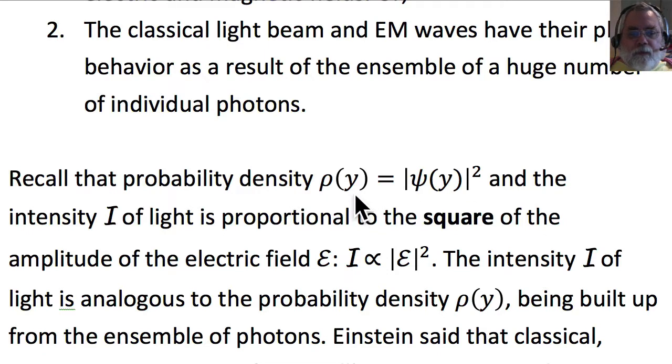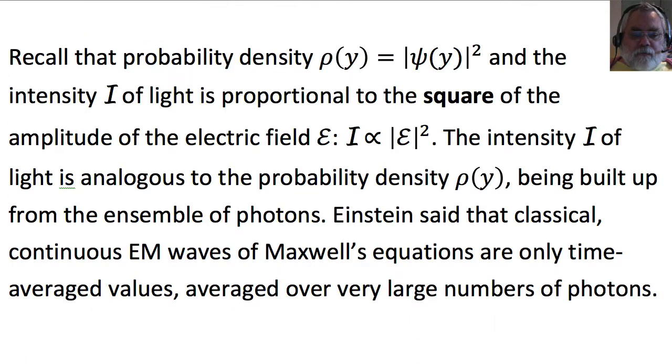Recall that probability density rho was the square of the magnitude of wave function psi, and also that the classical intensity of light is proportional to the square of the amplitude of the electric field. So the intensity I of light is analogous to the probability density rho being built up from the ensemble of photons. Einstein said that classical continuous electromagnetic waves of Maxwell's equations are only time-averaged values, averaging over very large numbers of photons.